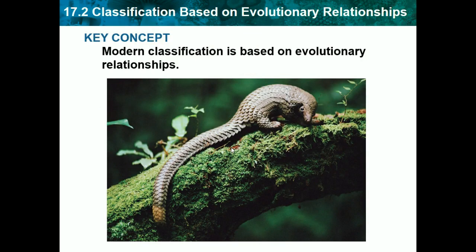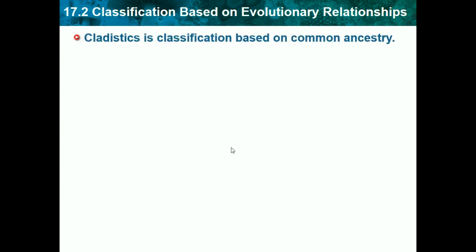Okay, so 17.2: classification based on evolutionary relationships. So this is what we try to do. We try to group animals that evolved together because we know they're closely related. Key concept: modern classification is based on evolutionary relationships. So our modern classification is based on evolution. Cladistics is classification based on common ancestry. And that's exactly what we want to do.